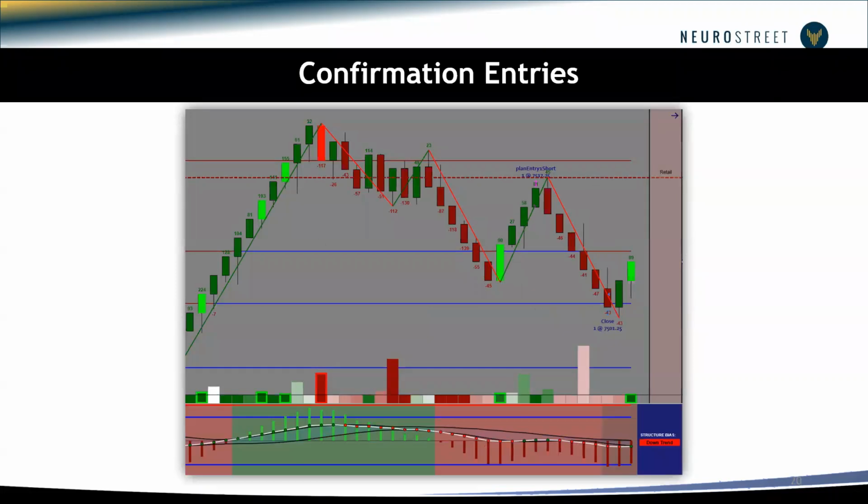Let's take a look at the difference now between a confirmation entry and a delta force trade. A confirmation entry is where we have the same level. There's the level. Structure break on the pattern. There's the entry on the retest. So the difference is we get what we call a reversal pattern that creates the structure break. Okay. This is a very happy trade setup.